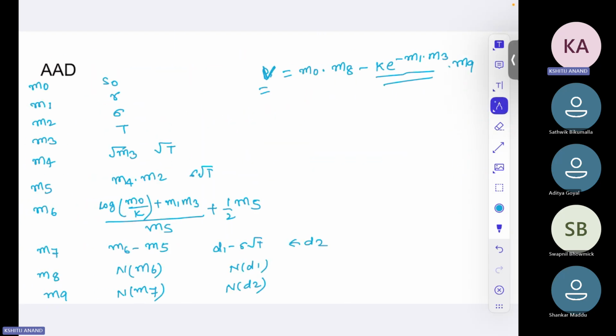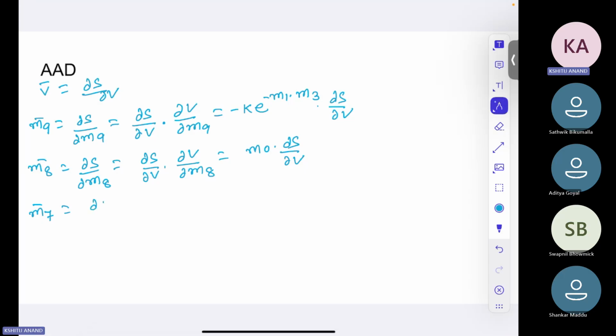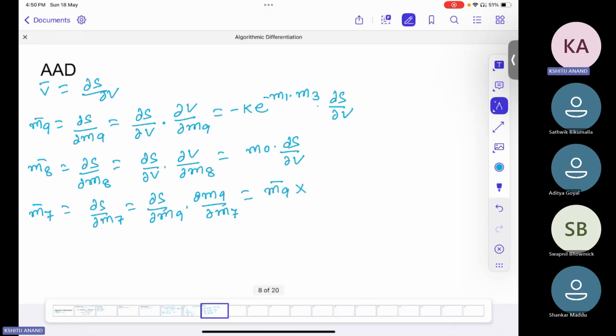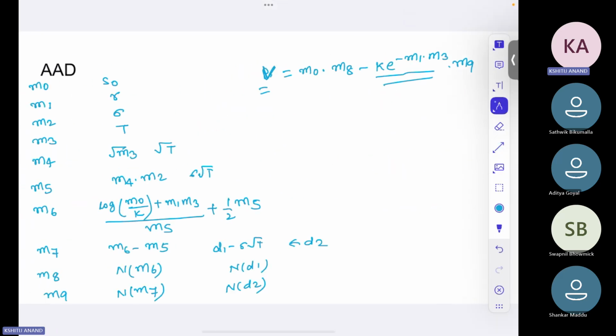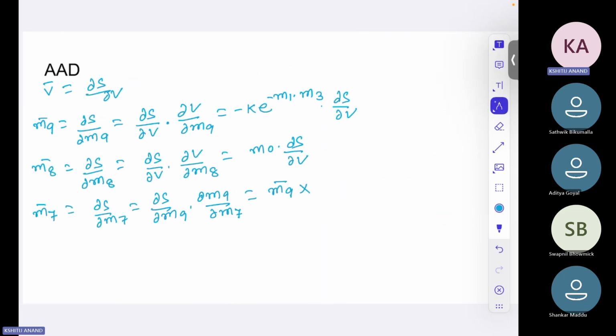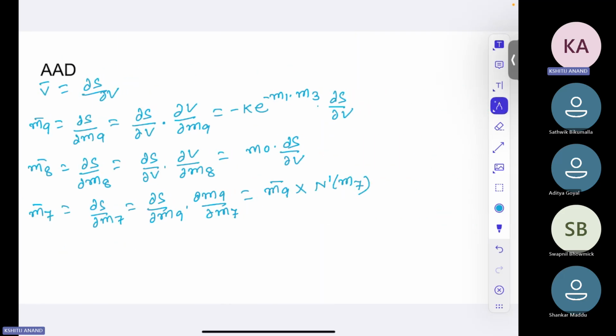Okay. M7 bar. M7 appears as an input in m9 only, right? So first of all, it is ds by dm7, which is ds by dm9 into dm9 divided by dm7. So ds by dm9, we can get it from here, right? It is m9 bar into, what is dm9 by dm7? You have to differentiate m9, which is a normal distribution of m7, with respect to m7. I already told, right? It is nothing but n bar of m7. In Python code, you just need to find a PDF. Okay, n is CDF, right? So for example, what is n of 0.3? It is nothing but CDF of 0.3, and n bar is PDF, the probability distribution function.